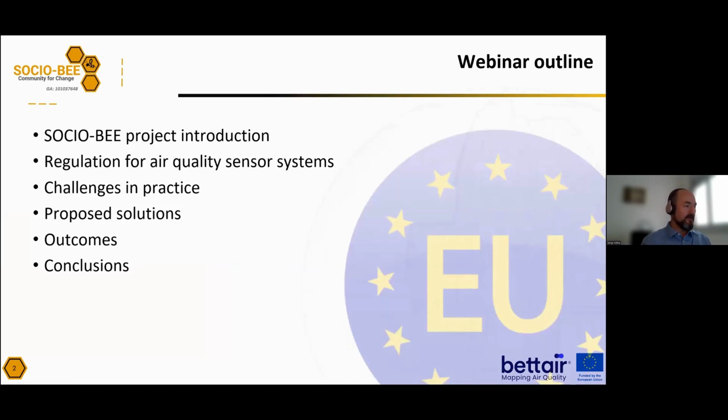The parts of my talk would be an introduction first about the project. Then I named this regulation for air quality sensor systems. It's more like tools for regulation rather than regulation, but you will see what I mean with this. Challenges in practice, of which there was quite a lot of practice in this project. The proposed solutions, what we have attempted, the outcomes of these attempts, and some conclusions.